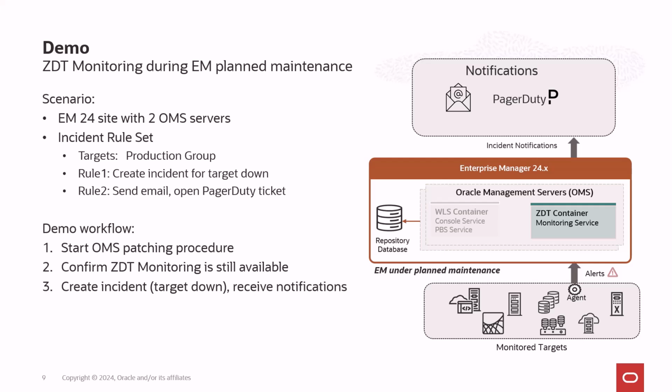In this rule set, we have 2 rules. The first rule creates an incident for target down, and the second rule acts on the incident by sending email and opening a PagerDuty ticket for the incident. This is what we will show in our demo. We will start the OMS patching procedure, which eventually brings down the OMS. We'll confirm that ZDT monitoring is still available. We'll bring the target down to generate an incident, and we'll show that we continue to receive emails and the PagerDuty ticket for this incident, even when EM is under planned maintenance.